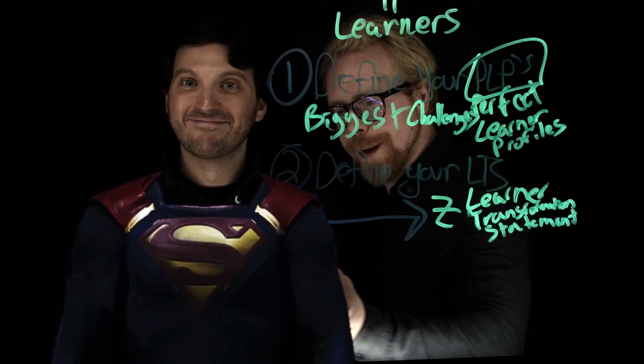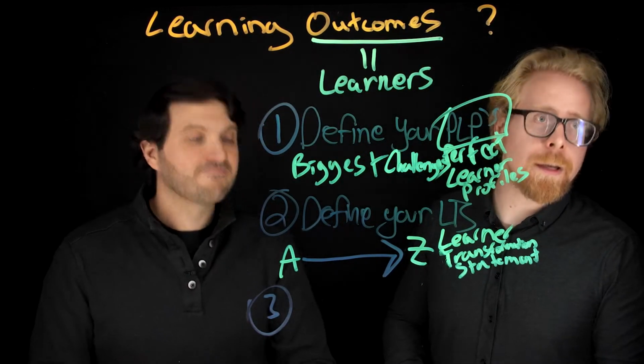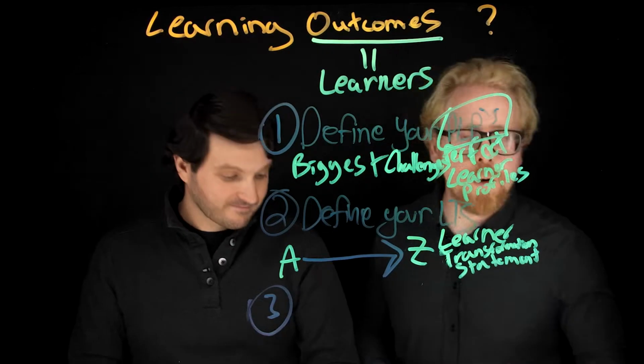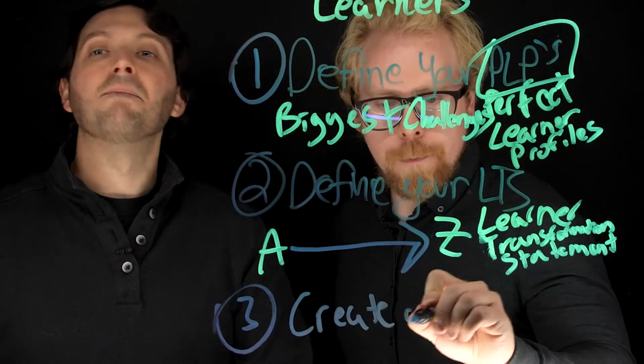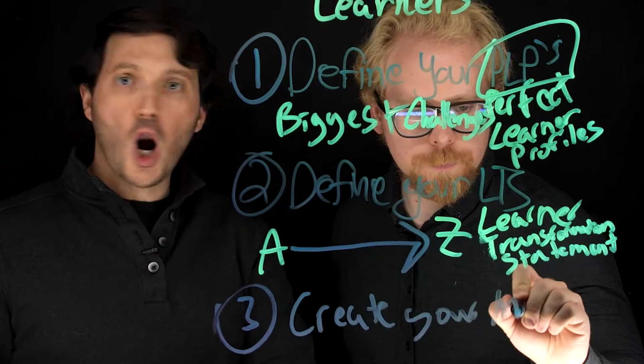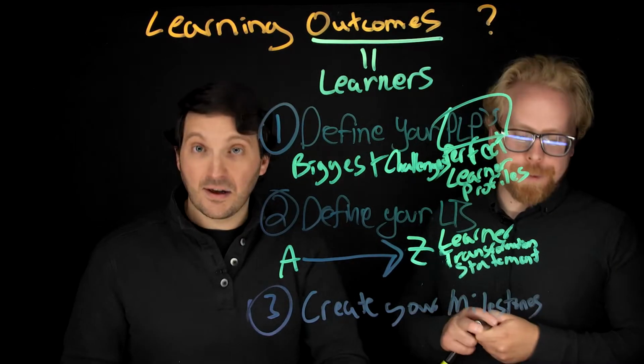All right, the third thing, the last part of this, is the actual learning outcome. We call learning outcomes milestones. So you're going to create your milestones. We're running, baby. We're gonna sprint. We're gonna do it all because we're gonna be hitting them milestones. You know what I'm saying?